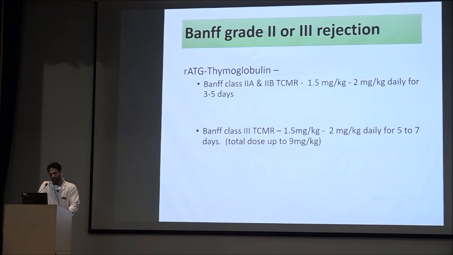In grade 2 and grade 3, the dose is 1.5 mg per kg to 2 mg per kg daily for 3 to 5 days. If it is still not giving a suitable response, ATG can be given for 5 to 7 days. The total maximum dose people have given is up to 9 mg per kg.